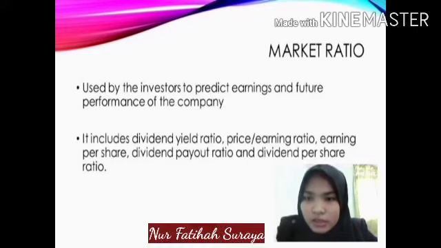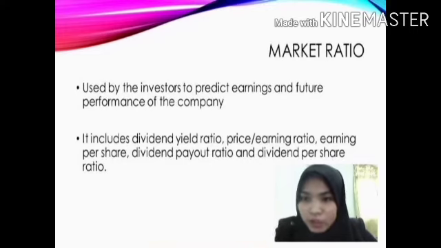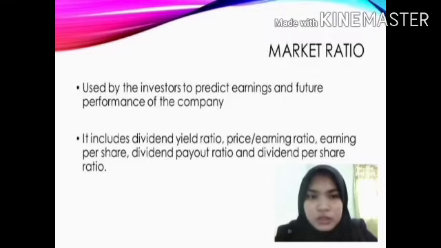Okay, so the last ratio, which is market ratio, is used by investors to predict the earnings and future performance of the company. Present and future investors use these ratios to determine if shares of a company are too large or below cost. There are 5 elements used to calculate the market ratios, which are earnings per share, dividend per share, dividend payout ratio, price to earnings ratio, and dividend yield.